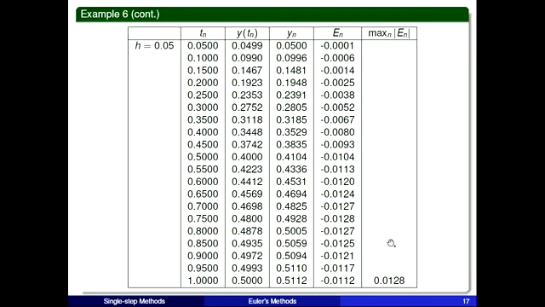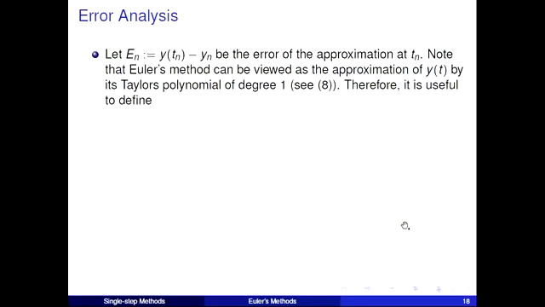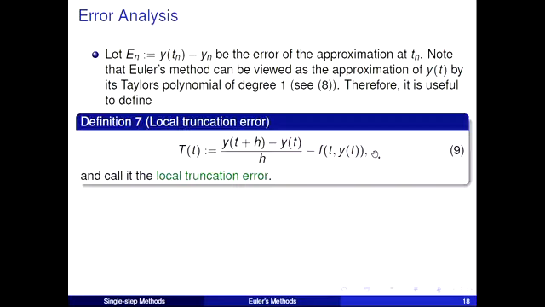So roughly, what is the order of convergence? Can you guess? Suppose h equals 0.2, then I decrease h by 1/2, and the errors roughly decrease by 1/2. So what is the order of convergence? 1, yeah? And now we are going to prove it rigorously. Let me try to prove it.